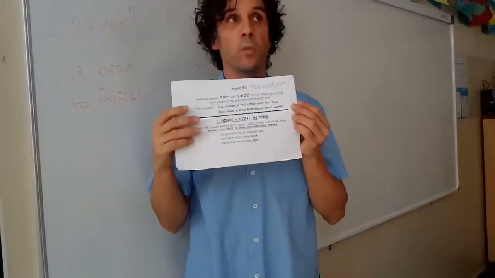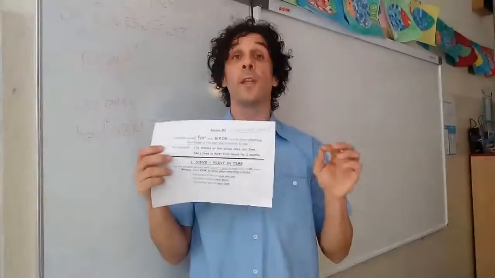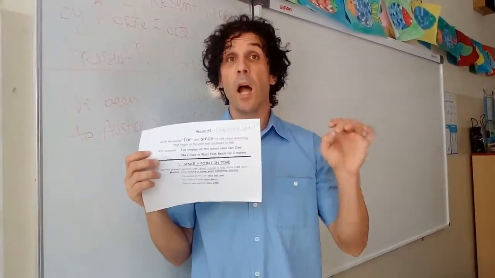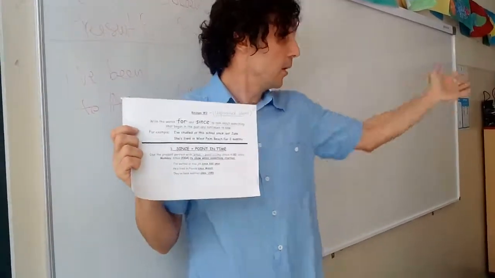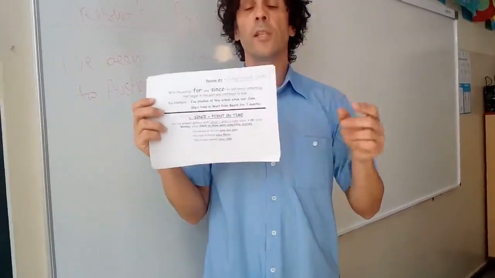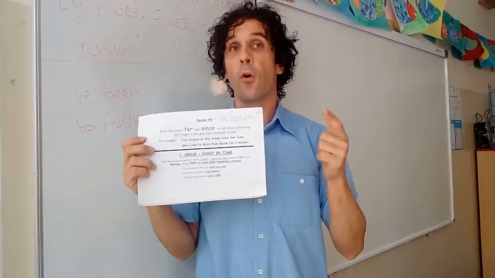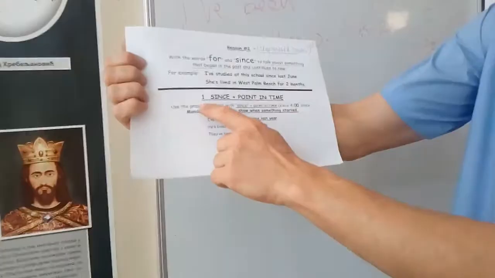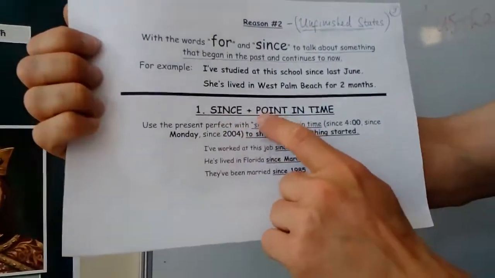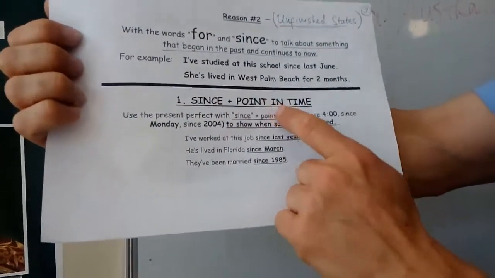The second usage of present perfect tense that I want to tell you today is for unfinished states. Something started in the past and is still ongoing. We use it with the words since and for. I will now explain when to use each. We use it with since when we want to focus on a point in time.